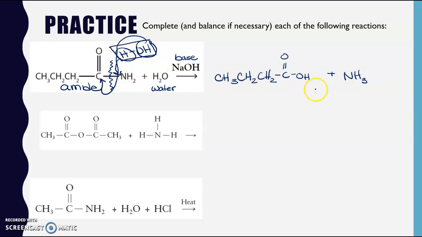Now that I've identified my 2 products, I want to think about, but this is under basic conditions. So am I going to get a carboxylic acid, and am I going to get an amine or an ammonia from that? Well, not in a basic situation. Remember, this is a carboxylic acid right now, and any acid in a basic environment is going to be neutralized. So there are all of these OH minuses.